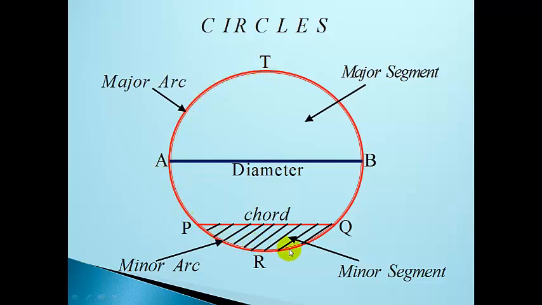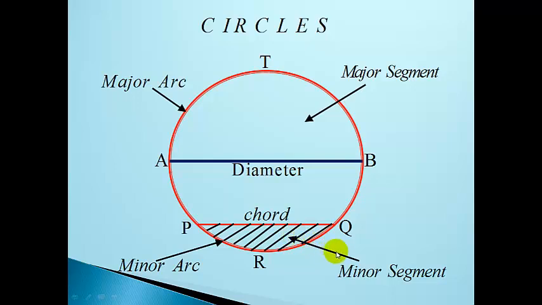Considering the circle as shown, AB is called the diameter of the circle, and the diameter is a line that divides a circle into two equal halves. So line AB is called the diameter. Now line PQ is called the chord, and the chord is a line that divides a circle into two segments.